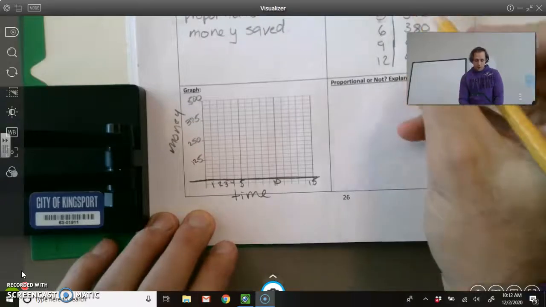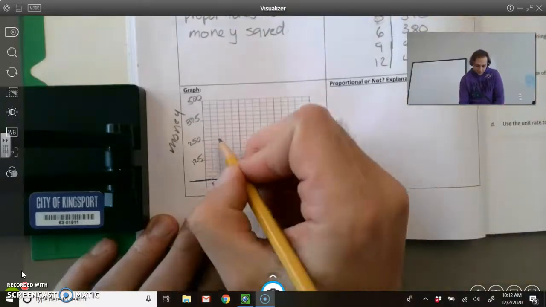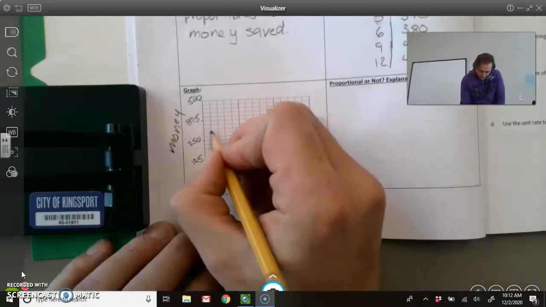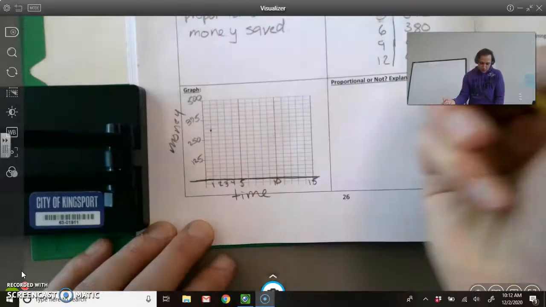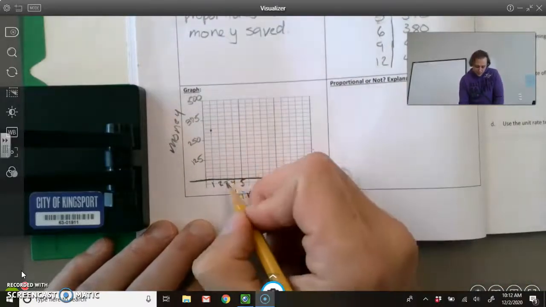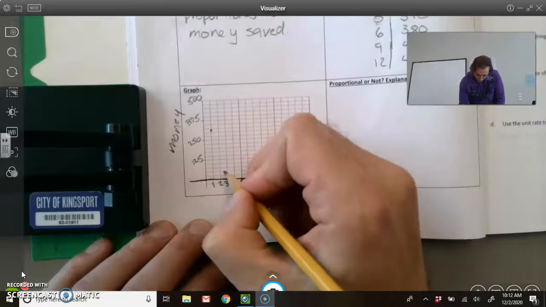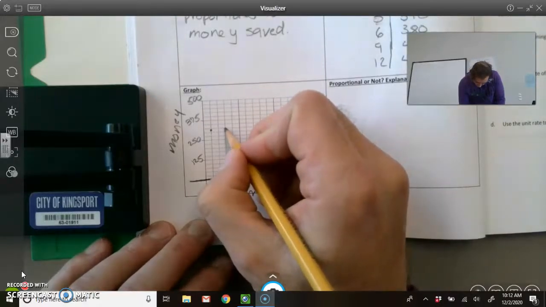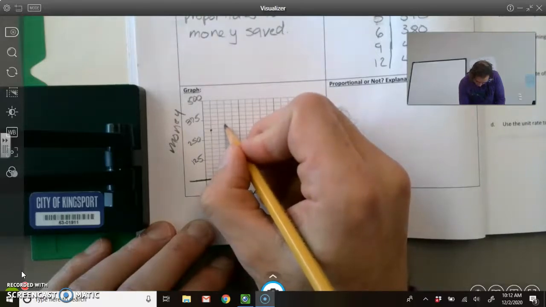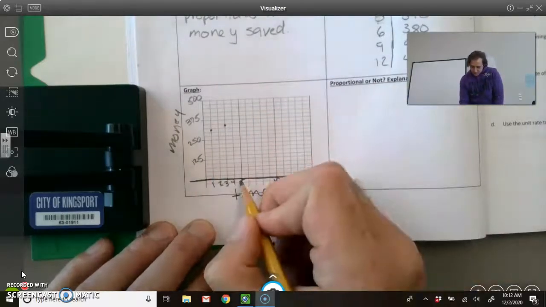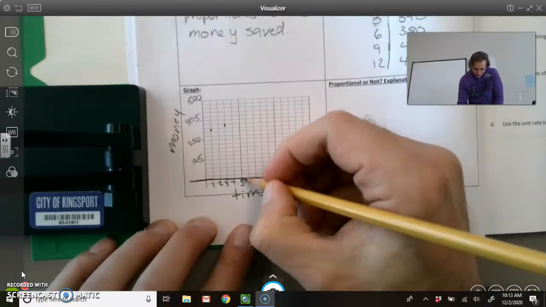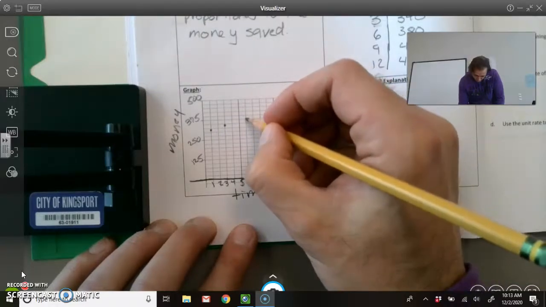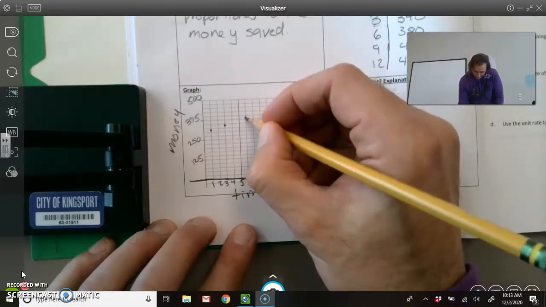Now, first point was 312. So 250, 275, 300, not quite 325. So that's going to put me at 312. Next, I have 340. So that is 325, that's 350, so just less than 350. 6, 380. So 6 is the one right after 5. Come up here to 375, and then it's going to be just above that.